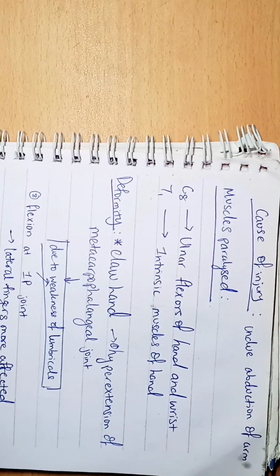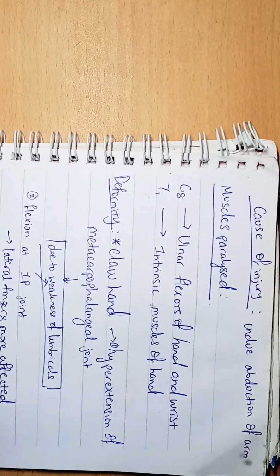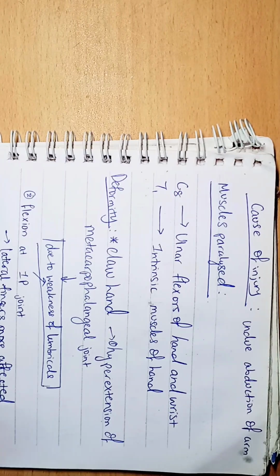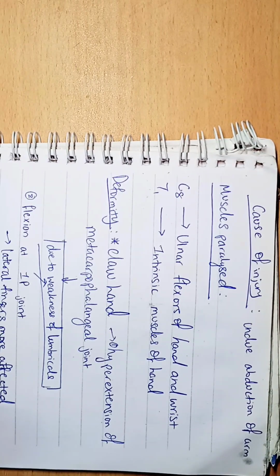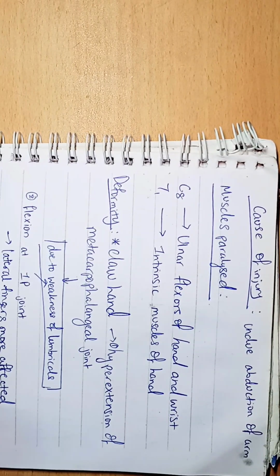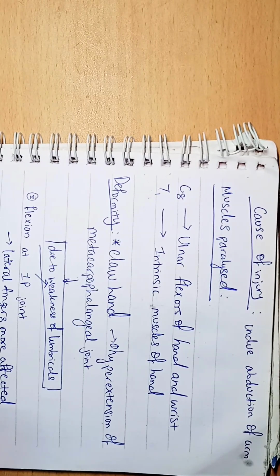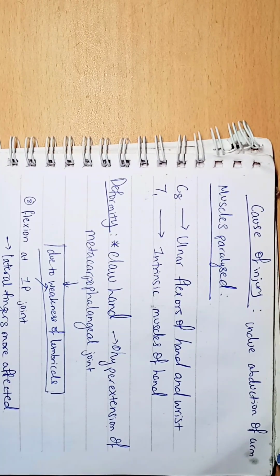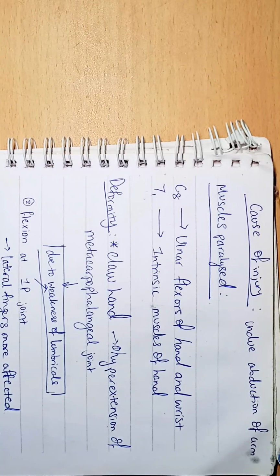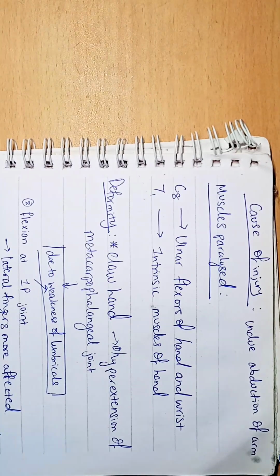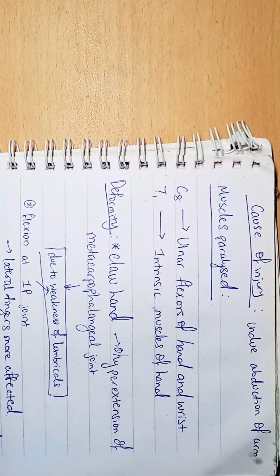How the injury happens is normally due to undue abduction of the arm. This happens if someone falls from a height, for example from a tree, and they try to grasp onto a branch, then the weight of the body pulls on the neck and the arm, and it causes stretching and injury to the lower nerve roots, which is C8 and T1.